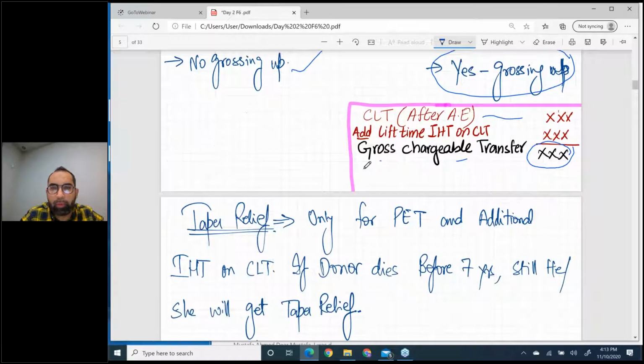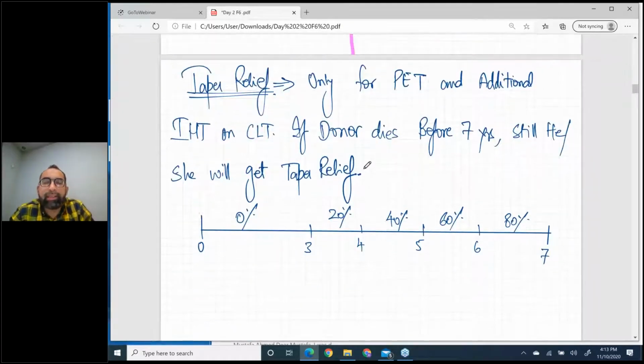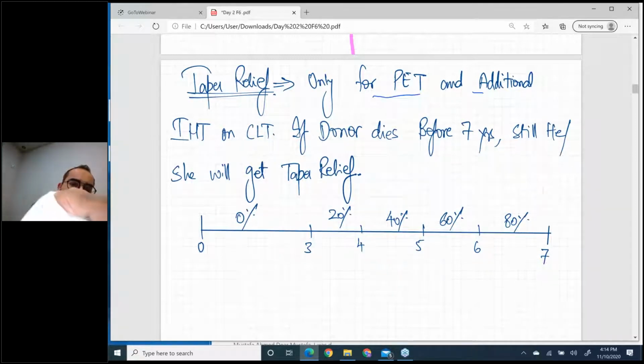Now, one more good news. Listen, there is one concept which we call taper relief. First of all, there is no taper relief on death estate. One line: no taper relief on death estate. I have not written it here, but I am telling you orally. Taper relief is only calculated on PAT and additional IHT on CLT.